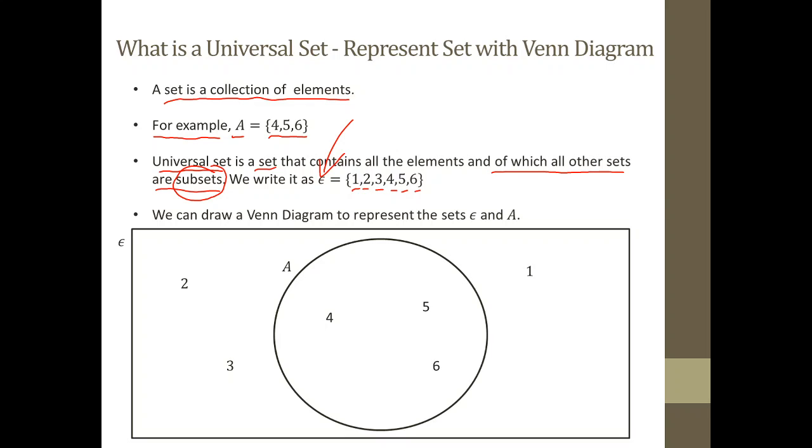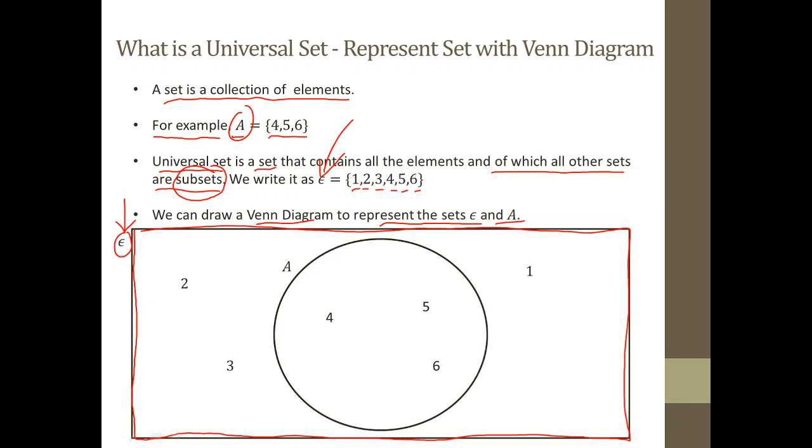Now let's proceed to draw the Venn diagram to represent the universal set and the set A. First, for the universal set, you write down epsilon over here. The universal set is this rectangle. That's the first thing you must do when you draw the Venn diagram: you must draw this big rectangle, and this is the universal set. It contains all the elements.